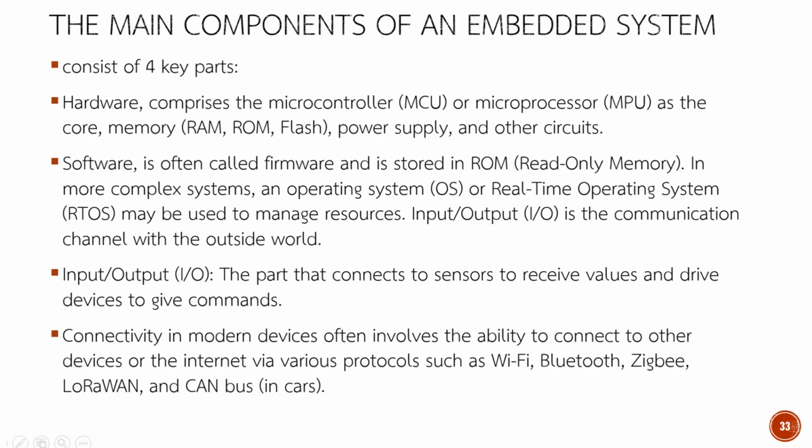Hardware, like the body, comprises the microcontroller, MCU, or microprocessor, MPU, as the core, memory, RAM, ROM, flash, power supply, and other circuits. Software, like the soul and instructions that control the hardware, is often called firmware and is stored in ROM, read-only memory. In more complex systems, an operating system, OS, or real-time operating system, RTOS, may be used to manage resources.